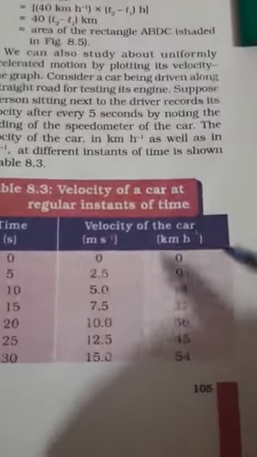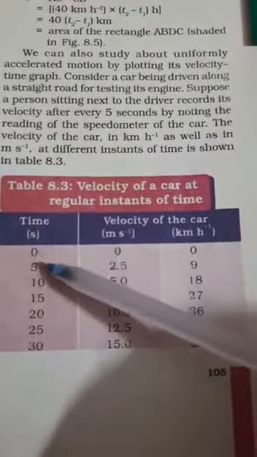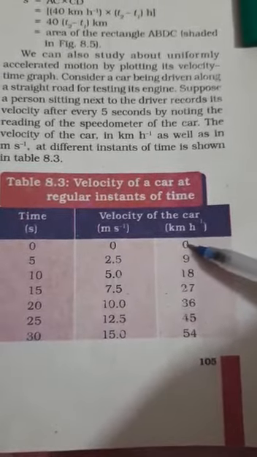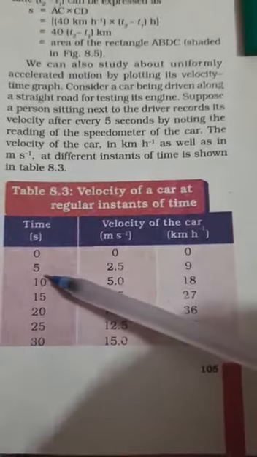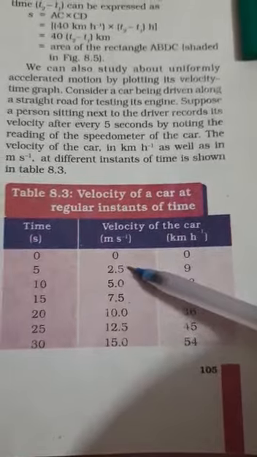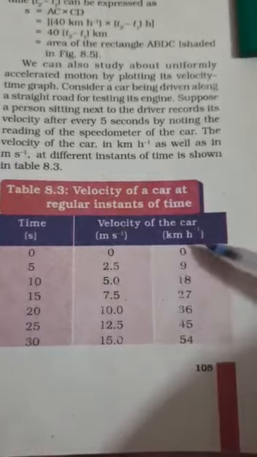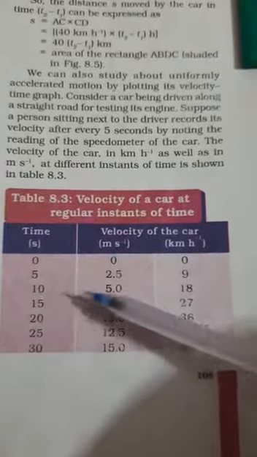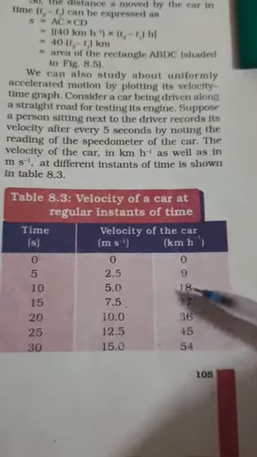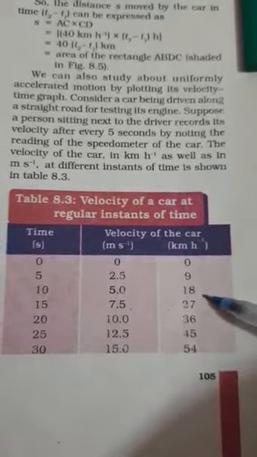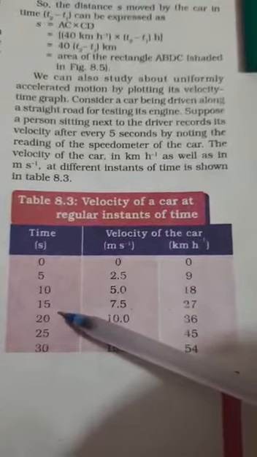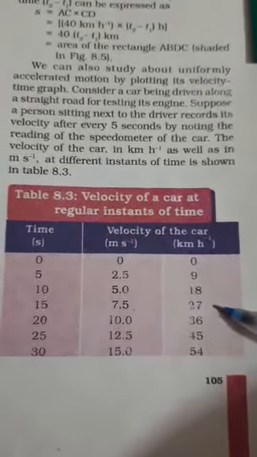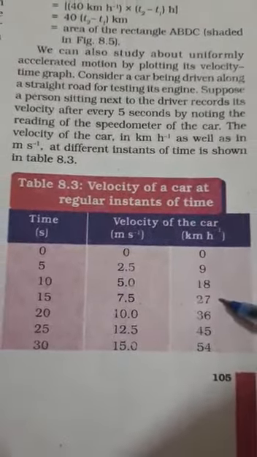See, this is the table for this. Time 0 seconds, 0 meter per second. Velocity of car in km per hour is 0. After 5 seconds, the velocity is 2.5 meter per second, and in kilometer per hour it is 9 km per hour. Then after 10 seconds it is 5 meter per second, and the velocity in kilometer per hour is 18 km per hour. Then after 15 seconds, 7.5 meter per second and the velocity is 27 km per hour.